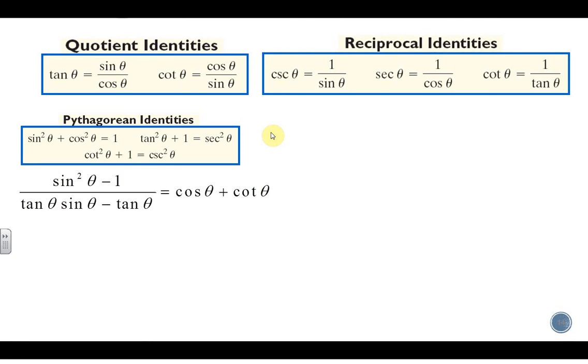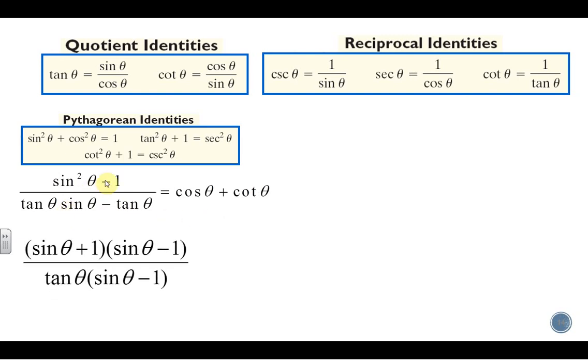All right. So I see the sine squared minus 1 again. And if I look at the bottom, I see that both terms have a tangent. So I'm going to do the difference of perfect squares on top and then take out a tan in the bottom. So again, difference of perfect squares, and we factored out the GCF, the tan. Now we can cross those out. So that gets me to that point. And notice, we didn't even touch this side yet. We just focused on the left side.